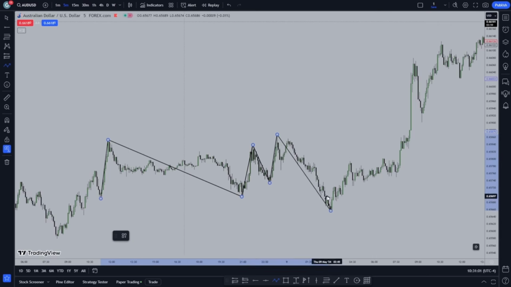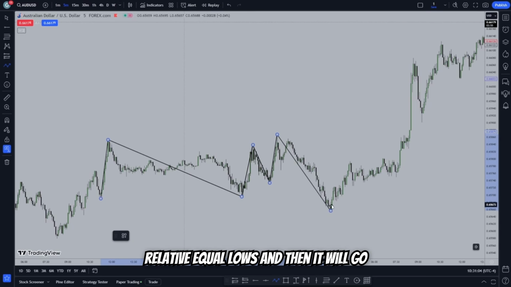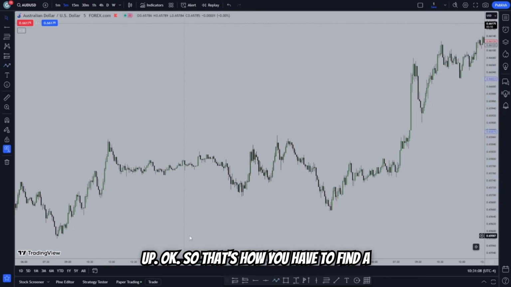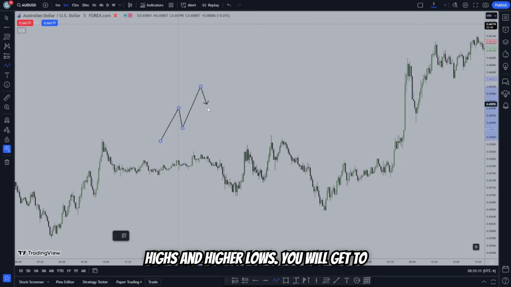Okay, but what we have to do is just place our buy orders below these 2 relative equal lows, and then it will go up. Okay, so that's how you have to find a short-term trend. Just look for higher highs and higher lows. You will get to know what the trend is.